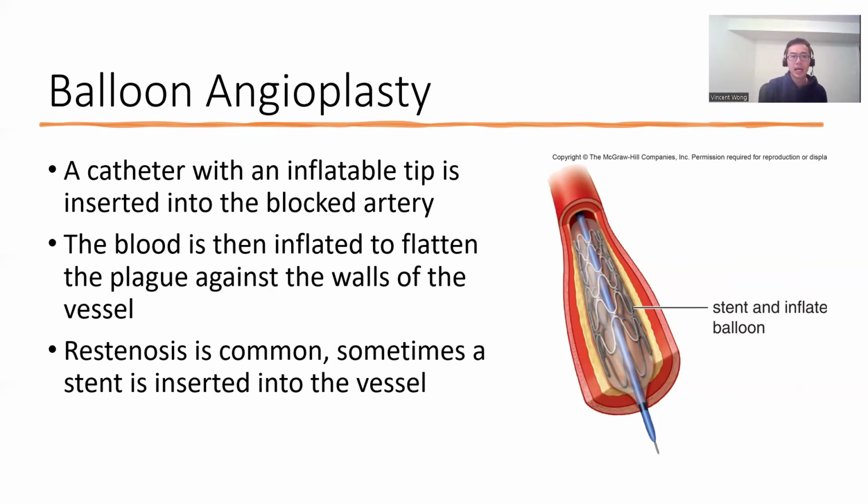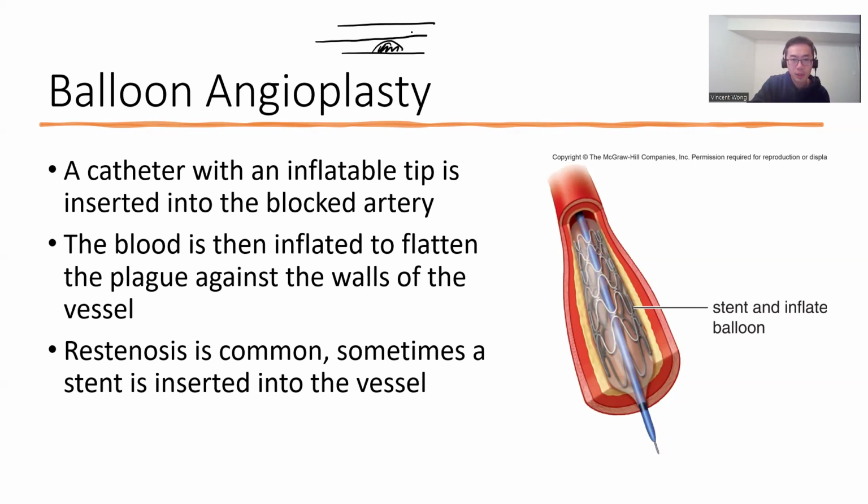They could do this balloon angioplasty. They feed the catheter up your legs, get to where it's blocked, and then they inflate the tip of the catheter. And the tip of the catheter is a balloon. So basically, it's like this. Okay, let's say you have a little bit of this blocking stuff here.